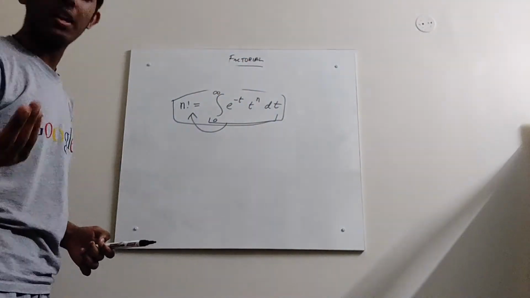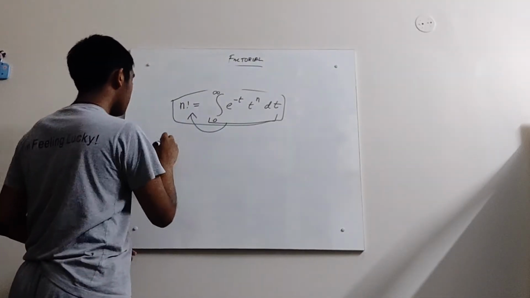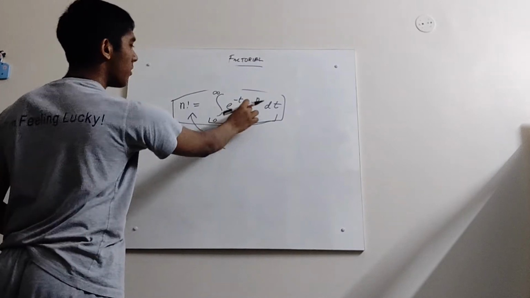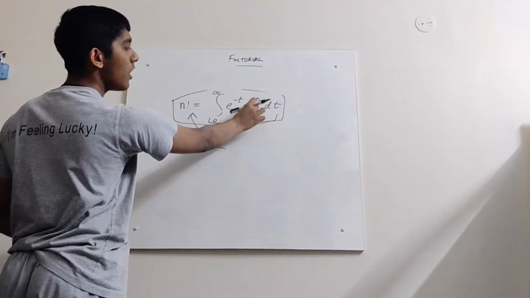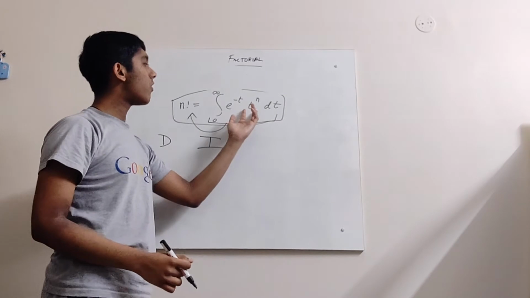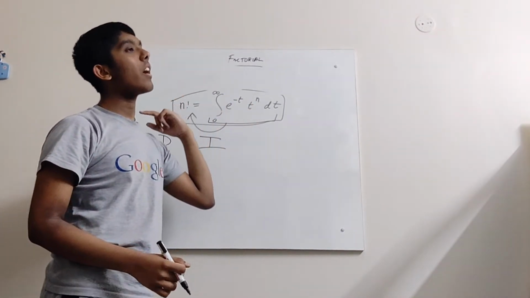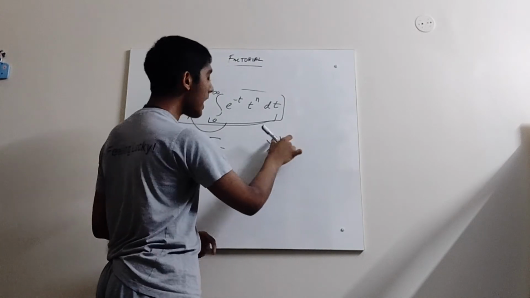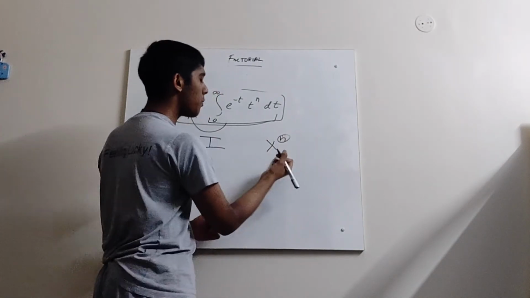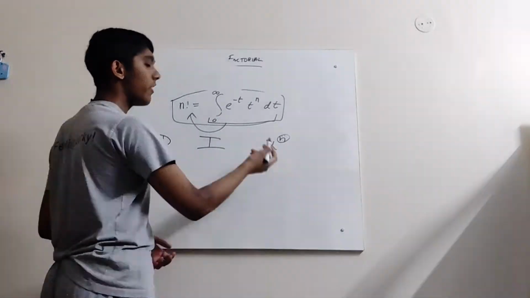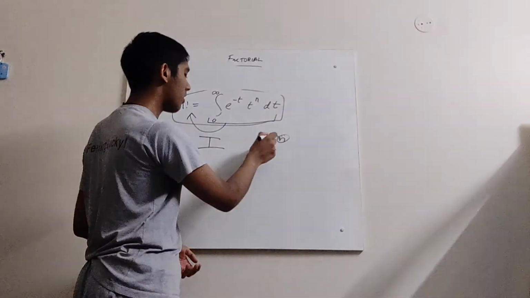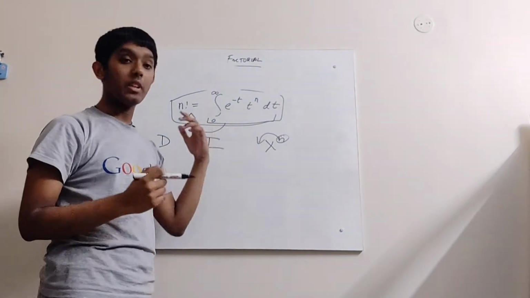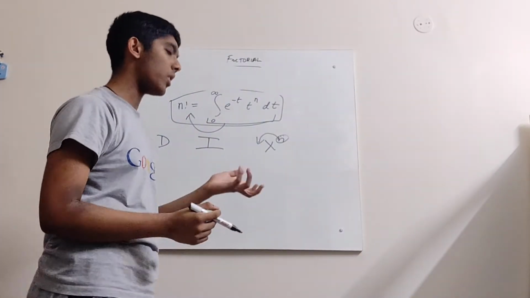Okay, so by the DI method, we take a D and an I. We have t to the power n, and t is a polynomial function like x to the power n, where n is a constant. If you differentiate it, its degree keeps reducing and eventually gets to 1, and the derivative of 1 is 0 because 1 is a constant.